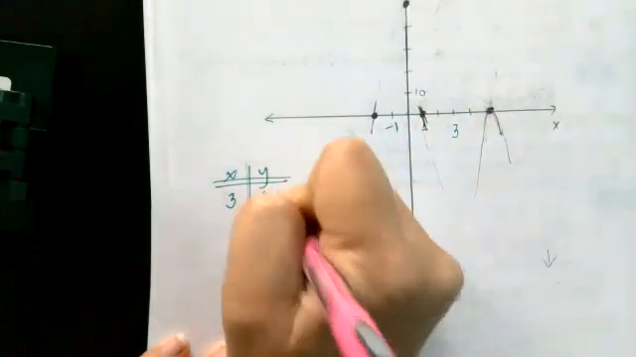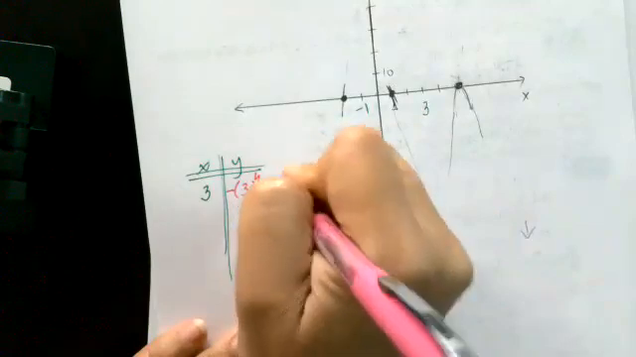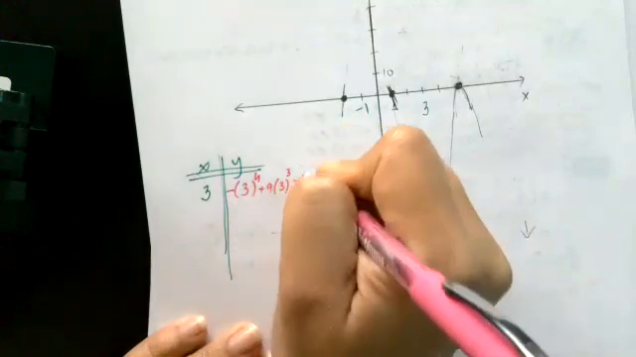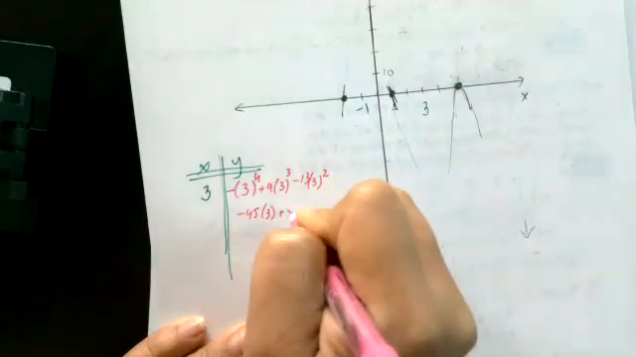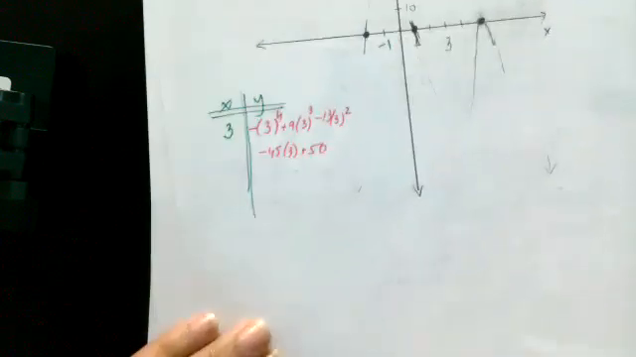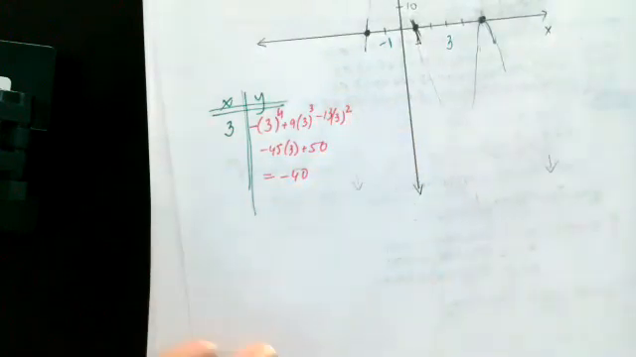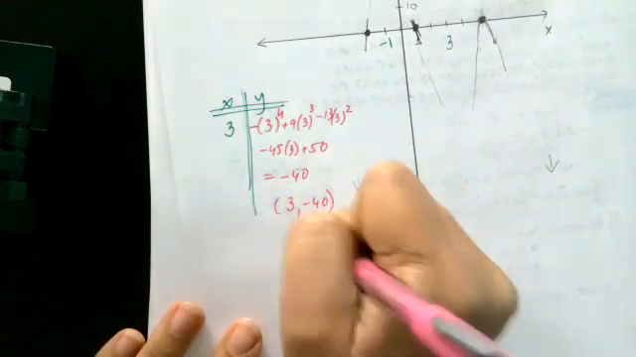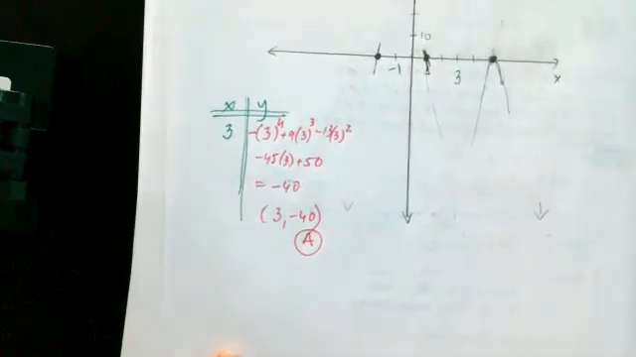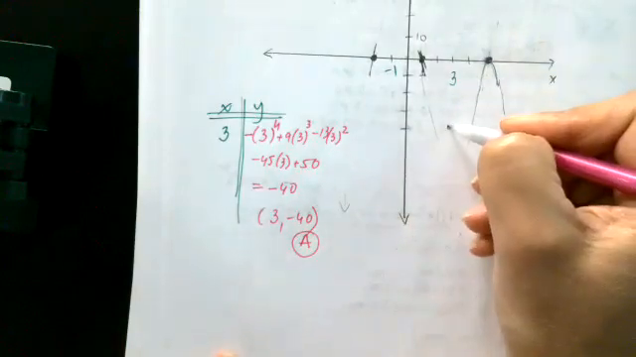So negative, plug in 3, and then to the 4, and we have +9 times 3 cubed minus 13 times 3 squared minus 45 times 3 plus 50. And you calculate that and you're gonna get negative 40. You can sketch that in too. So 1, 2, 3, 4, negative 40 right there.